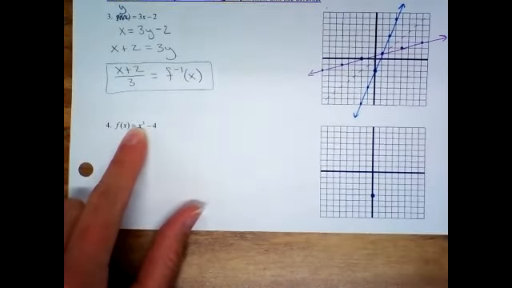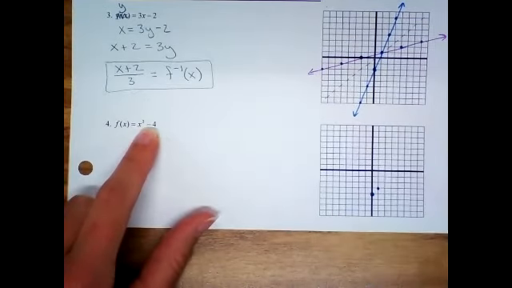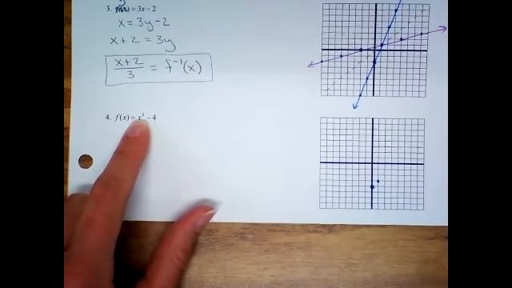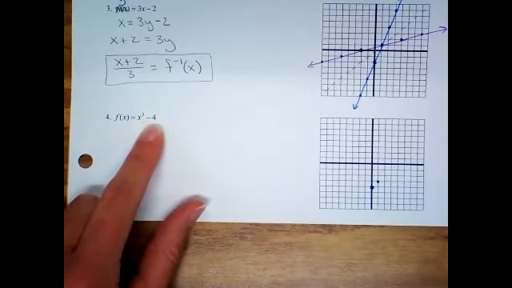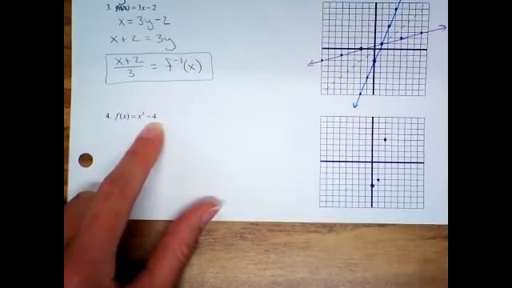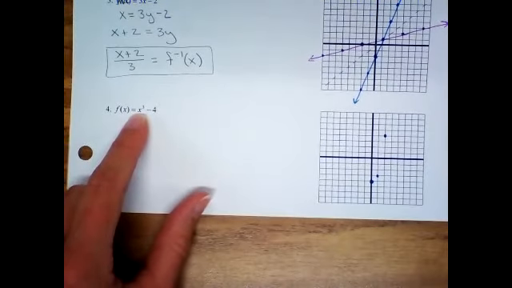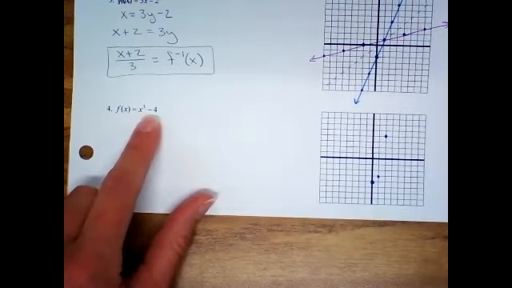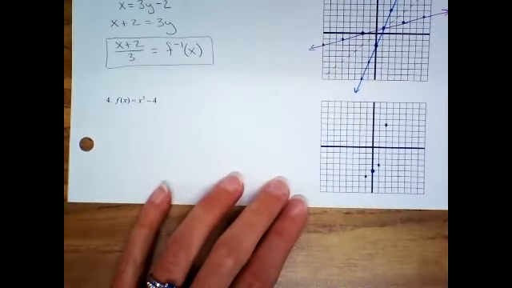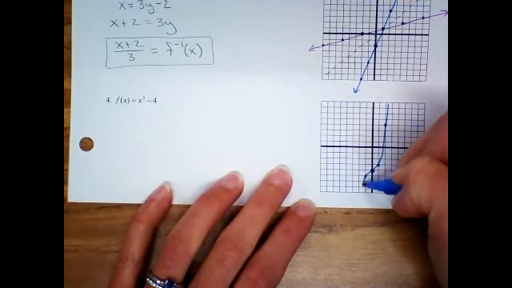Let's try 1. 1 cubed, 1 minus 4, -3. So 1, -3. Let's try 2. 2 cubed, 8 minus 4 is 4. So we get 2, 4. And then let's do -1, get a point going the other direction. -1 cubed is -1. Minus 4, -5. You get -1, -5. You could go to -2, but that's going to be off the grid. So that's good enough. So here's our wiggly shape.